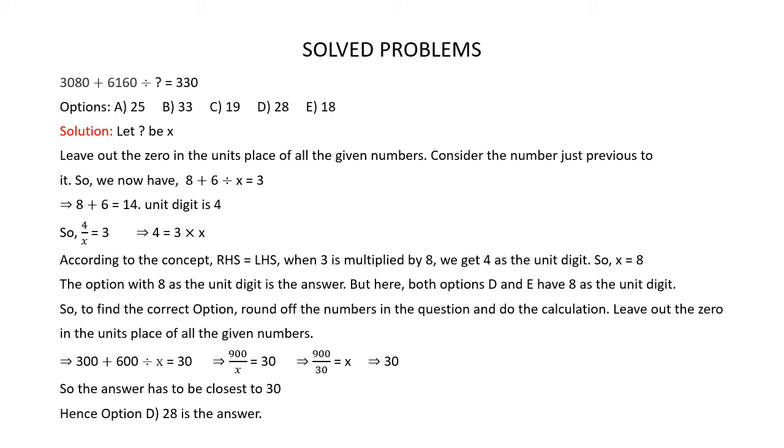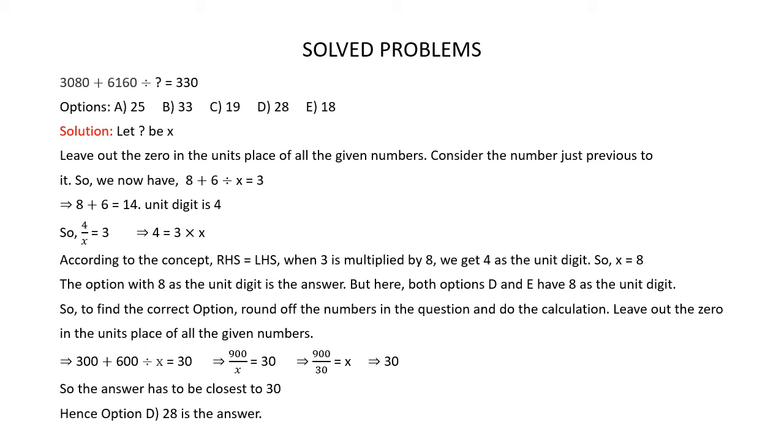Simplify the equation: 3080 plus 6160 divided by question mark is equal to 330. Now we are given 5 answer options. We have to select which of these is the correct option. Now we'll solve this simplification problem using the unit digit method.